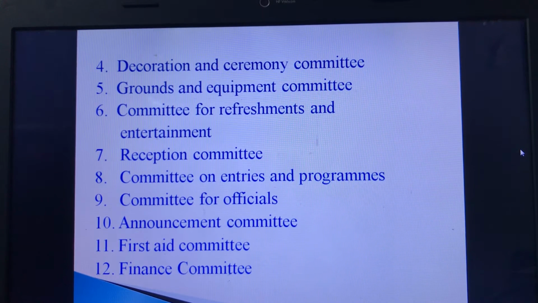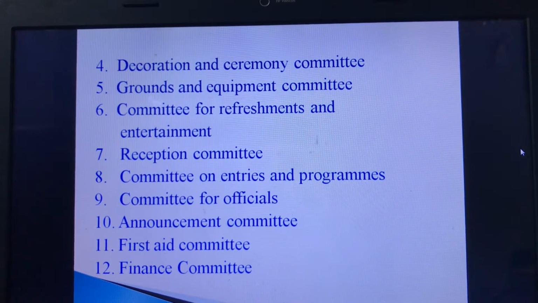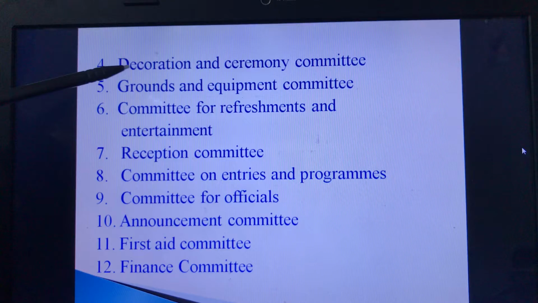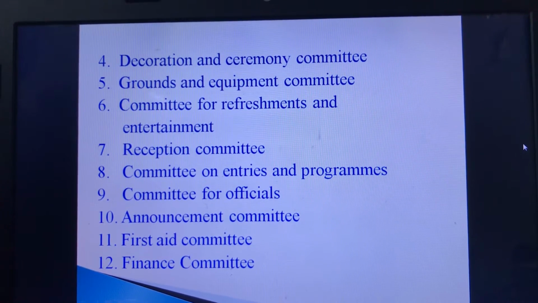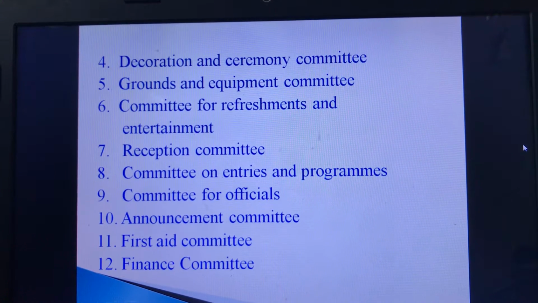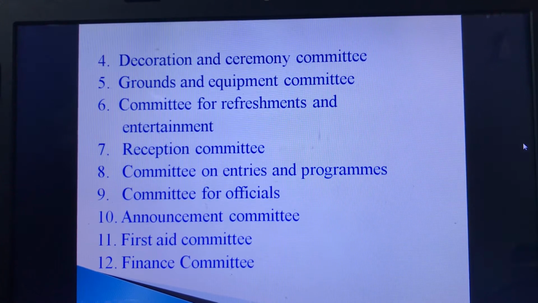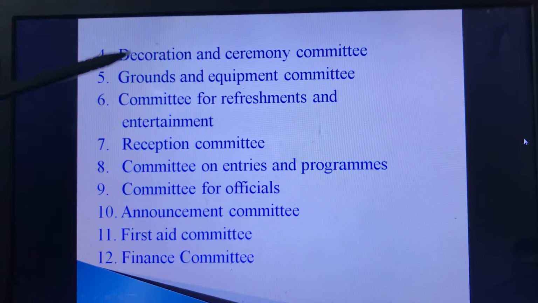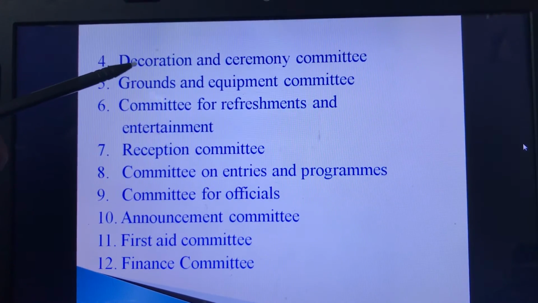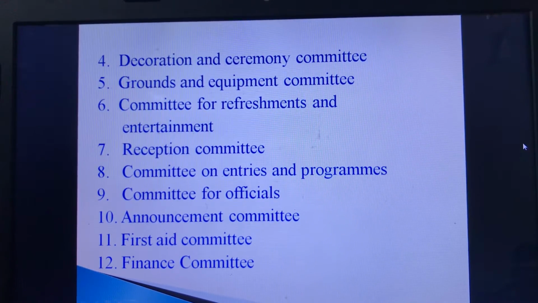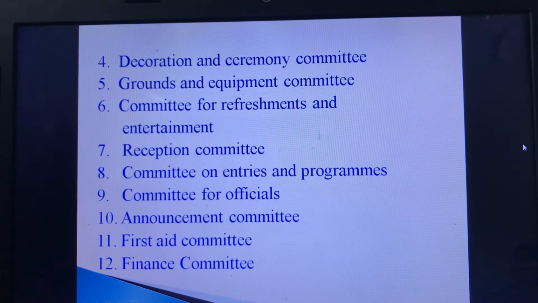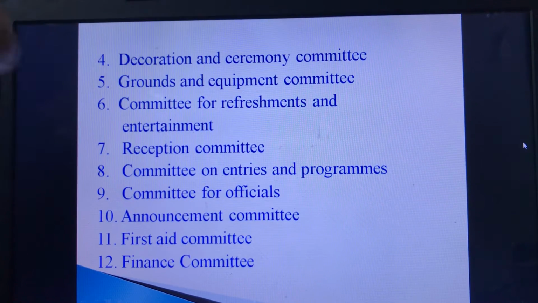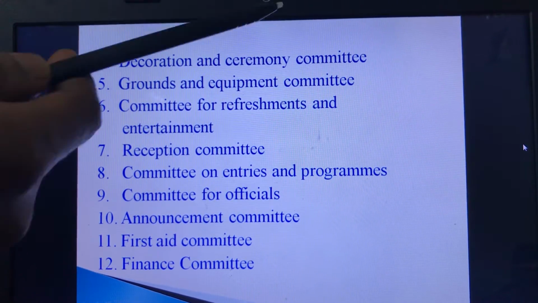And the fourth one is decoration and ceremony committee. Decoration and ceremony committee, now we have to move to stadium. There, what they will do? Decoration. According to the budget, the decoration level, very high class decoration or medium level decoration, they will do it. Maybe art teacher may be part of this committee. And ceremony committee, they will be taking care of opening ceremony, the victory ceremony, and the closing ceremony.